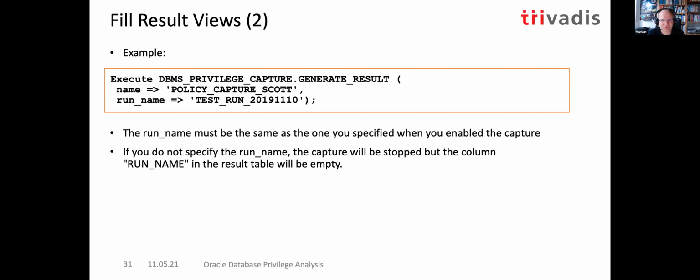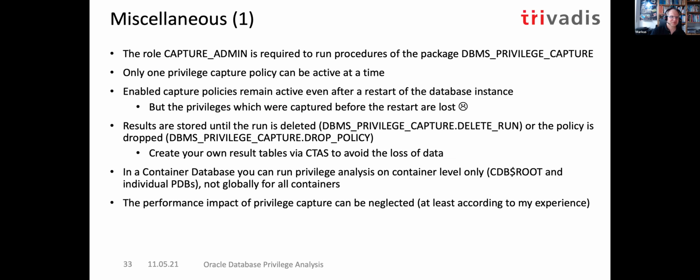It sounds obvious. And you can even omit the run name, but for documentation purposes, it's important because later on you will not have the information in the result tables. And that's basically it for doing the privilege analysis.